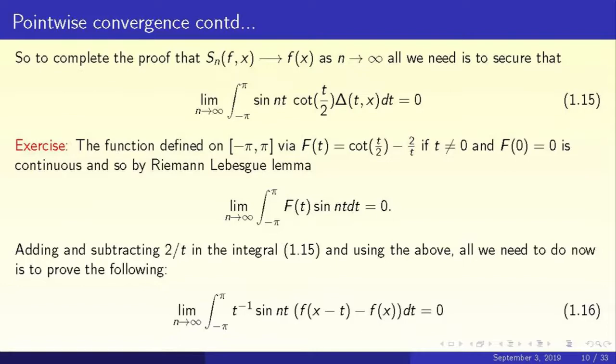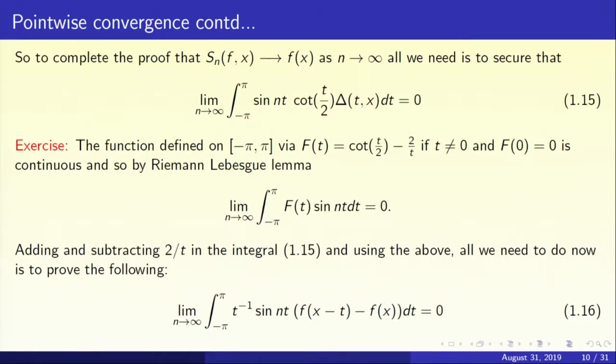So the second piece in equation 1.13 is what we should now focus on. To complete the proof that the nth partial sum Sn f of x converges to f of x as n tends to infinity, all we need is to ensure that the limit as n tends to infinity of the integral from minus pi to pi of sine nt cot t by 2 delta t comma x dt is 0. That's equation 1.15.